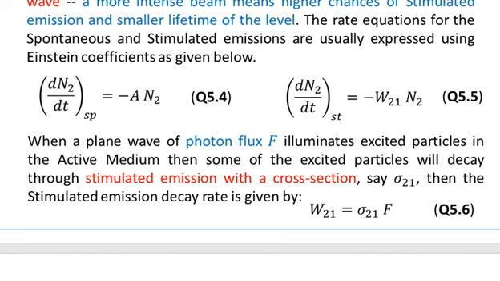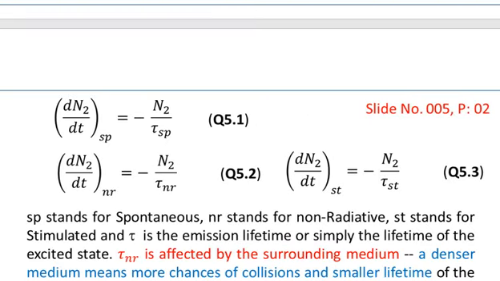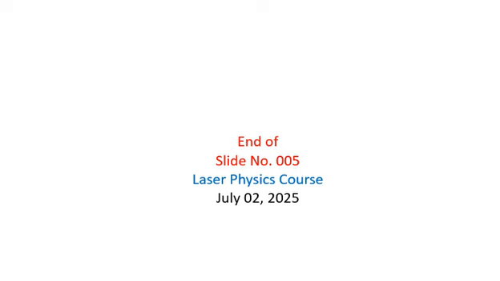So you see that F is the photon flux of the incident beam, and sigma 21 is the cross section that decides the number of photons emitted in the stimulated emission process. So these are the rate equations for the three processes, and we have then written these rate equations using Einstein's coefficients. More detail will be presented in the next slides. So this is the end of slide number 5.